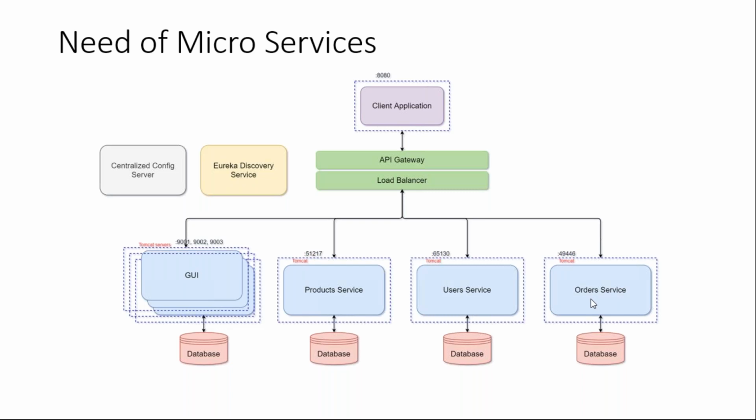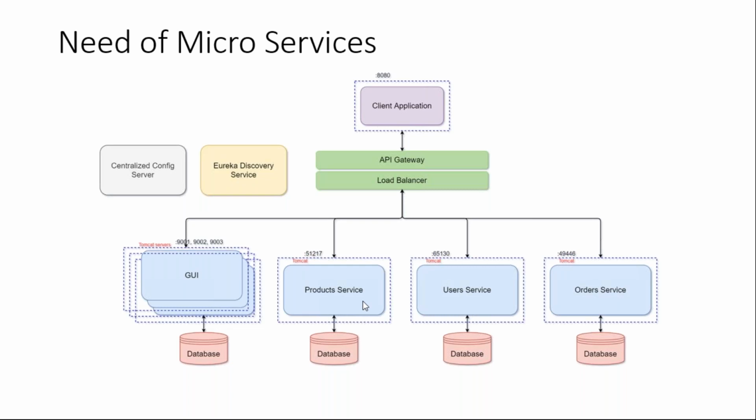How does product service know there is a service called user service existing? Or how does user service know there is a service called product service existing? Or how do both of these microservices know that there is another service called auth service existing? How do they know?